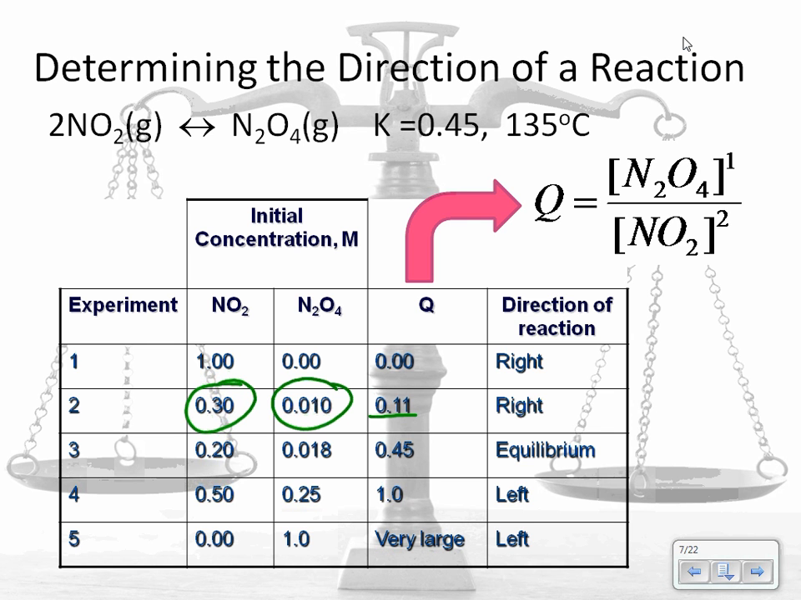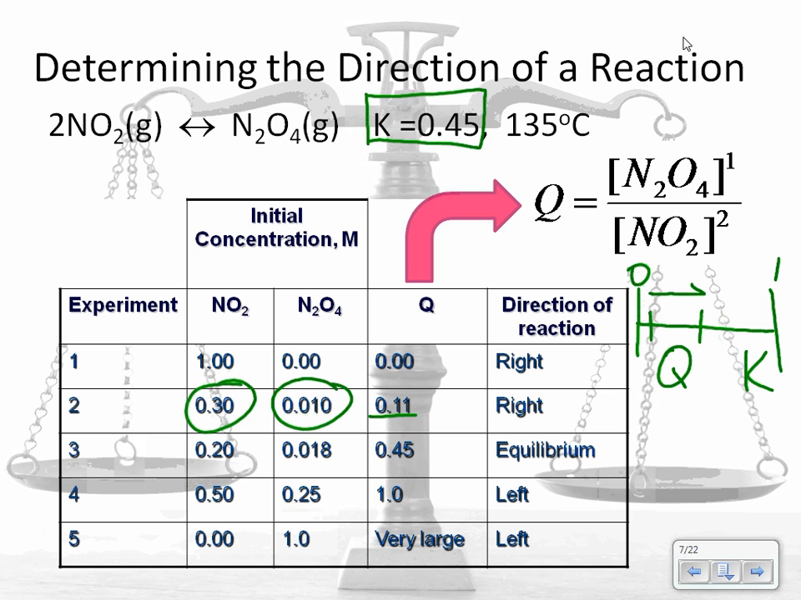When I plot that on a number line and compare it to my K value up here, K ends up being further on the number line than Q. So if this is 0 over here, this is 1. Q is over here, K is about here. I go in the direction from Q to K, I make products. My reaction proceeds to the right.